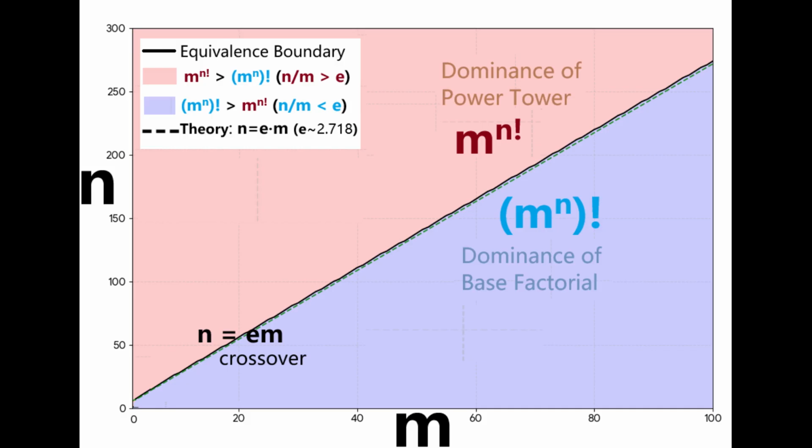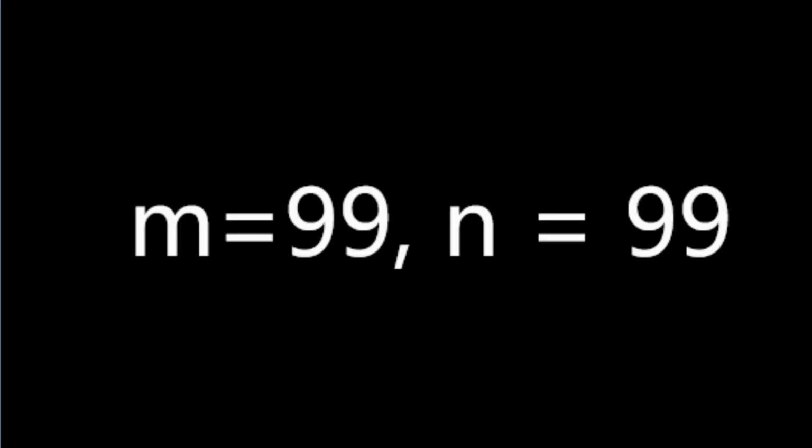So, it seems m to the power of n factorial always wins, right? That having the factorial in the exponent is the ultimate power? Well, here's where your intuition gets absolutely shattered. Let's try m equals 99 and n equals 99. We're comparing 99 to the power of 99 factorial versus the factorial of 99 to the power of 99.